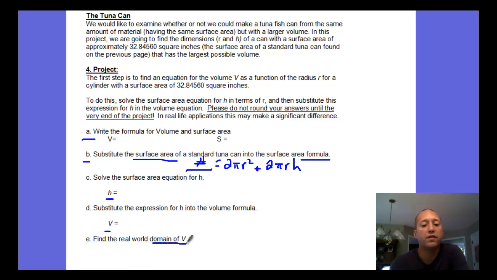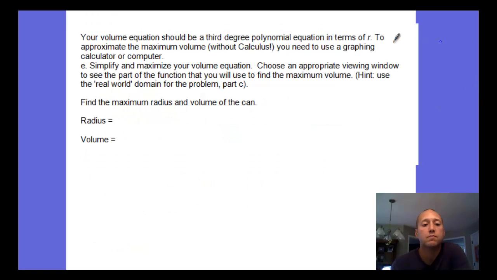We can find the real world domain of V. What could our H value, or what could our R value be? What makes sense? And then this should be F really right here. So then we're going to maximize the volume of the tuna can. So what we're really doing here is using the same amount of surface area. What's the biggest amount of volume we could create? Are they really maximizing the amount of volume with the material they're using in the tuna cans? So we can simplify the equation and maximize it like we did in the first part with the prism. And we're actually going to use your calculators to maximize that. The maximum, we're going to find that radius and the volume that maximizes that situation.